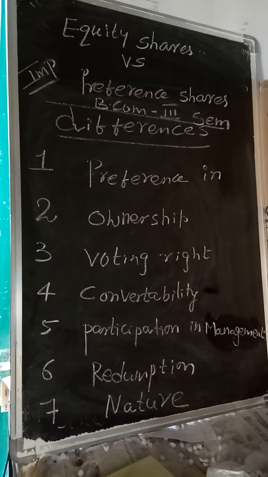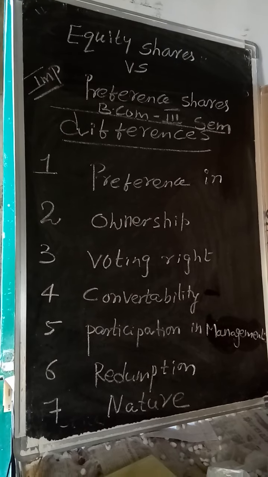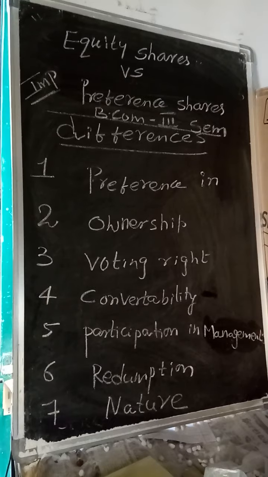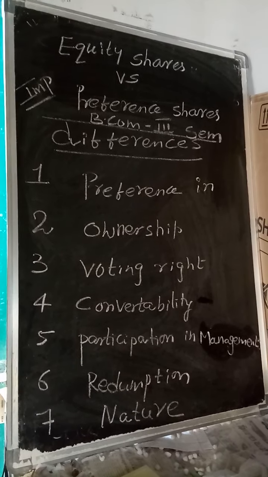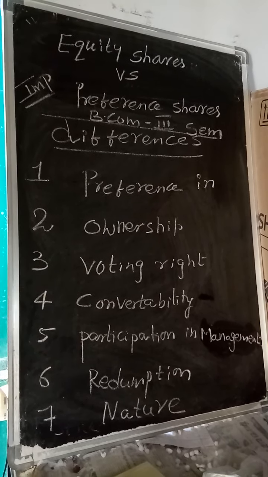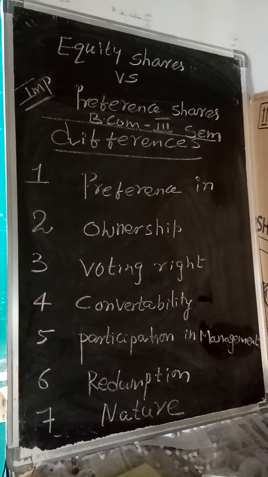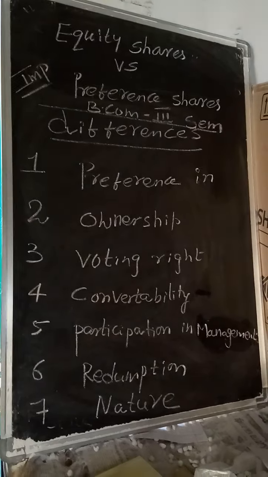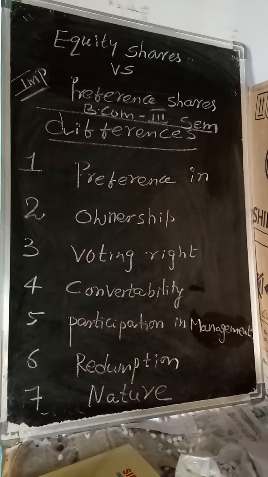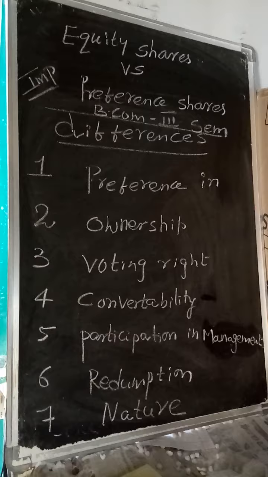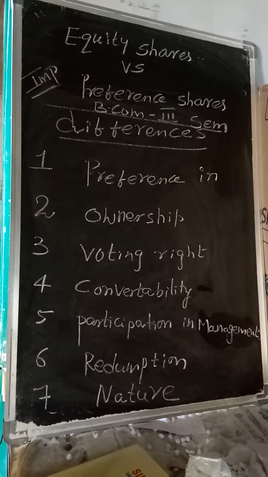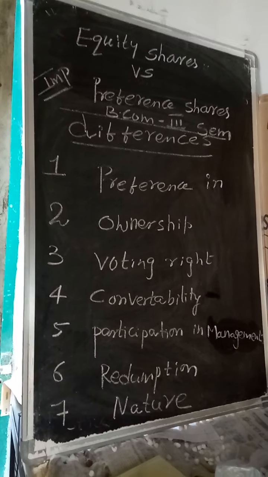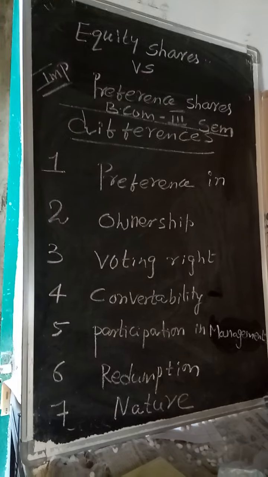The first difference is the preference. In case of equity shares, there is no preference in payment of dividends and repayment of capital. When the company earns profit, the preference will be given to pay dividends to preference shareholders first. That too, they will be paid a fixed rate, 8% or 9%. But in case of equity shareholders, they don't have any preference in getting dividends.